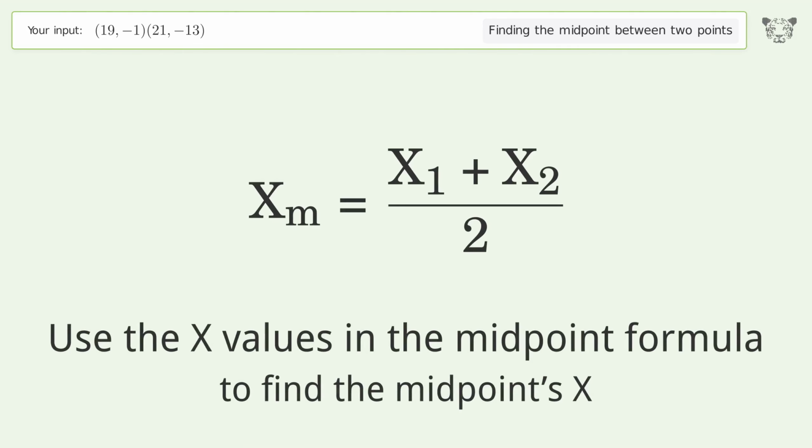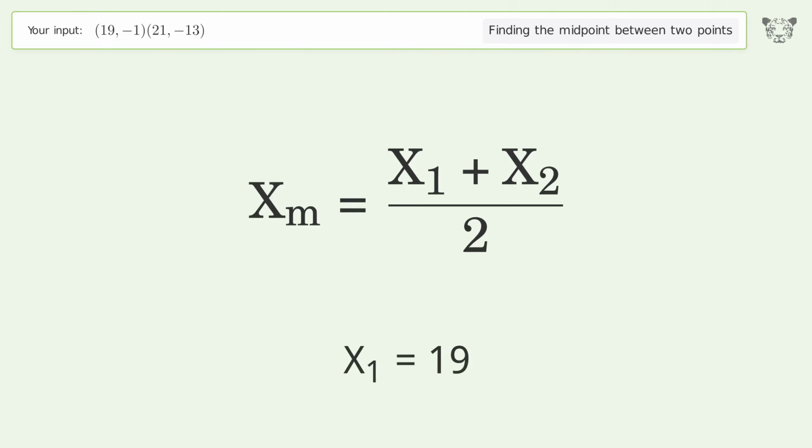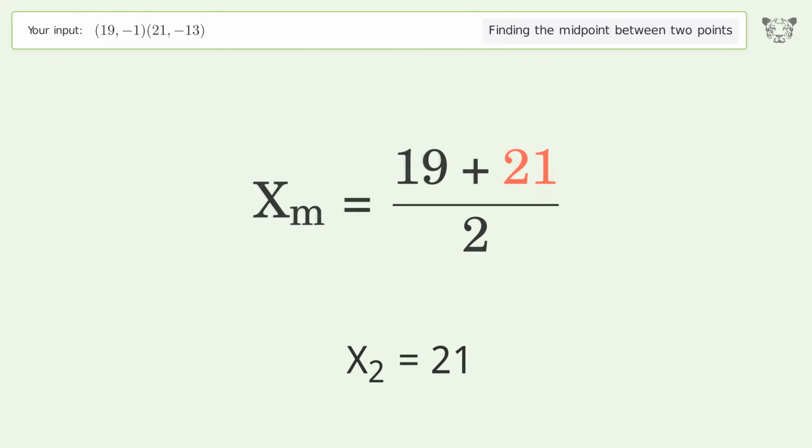Use the x values in the midpoint formula to find the midpoint's x. x1 equals 19. x2 equals 21. Simplify the arithmetic.